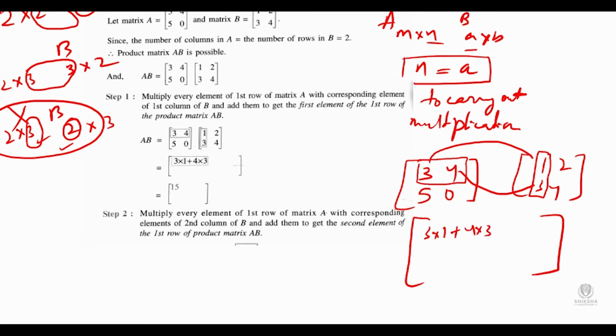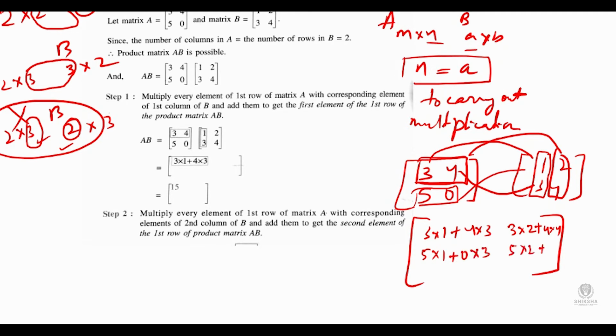Then again we need to choose the same first row and multiply it with the second column of the second matrix. It becomes 3 into 2 plus 4 into 4. Then we repeat the same with the second row: 5 into 1 plus 0 into 3, and 5 into 2 plus 0 into 4.